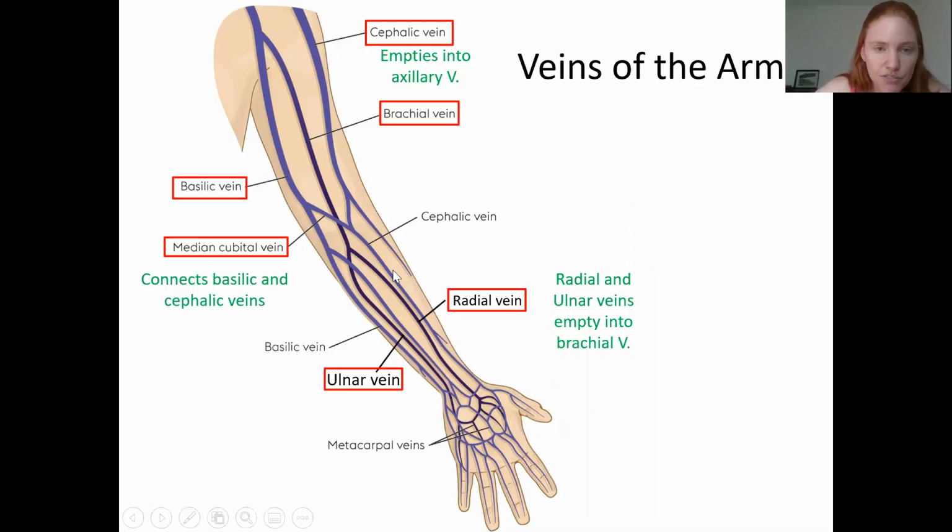So here we have the cephalic vein continuing all the way down. Notice that the cephalic vein goes the whole way down and the basilic vein goes the whole way down. They just have that median cubital vein in the middle. I like to think of it like a big long H. Whereas the brachial vein, which is the one in the middle, stays separate.